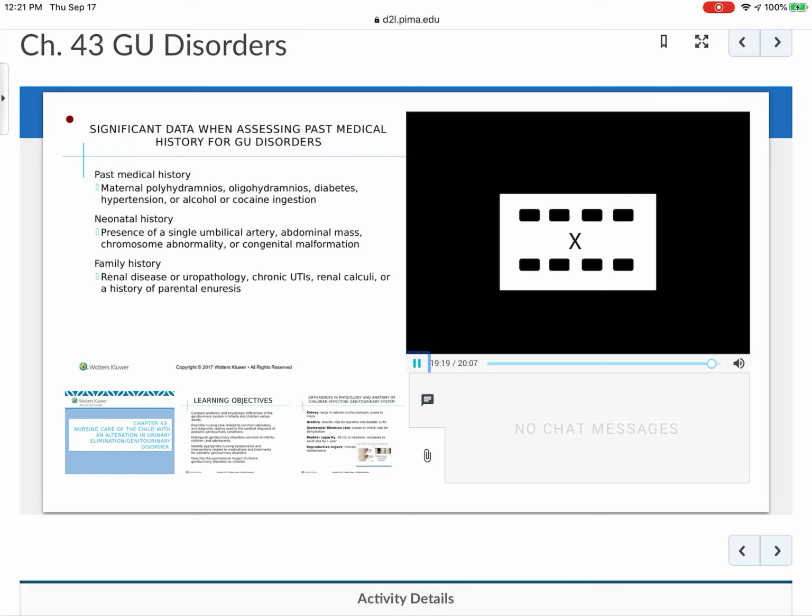Psychosocial, so the data that we're assessing for in the past is polyhydramnios, which is an excessive amount of amniotic fluid, oligohydramnios, so not enough fluid, diabetes, hypertension, and then any kind of drugs or alcohol. Neonatal, you'll notice when you are in OB that they check the placenta, they check to make sure that they have their arteries and veins. If they have a mass, sometimes they could have a chromosomal abnormality or other congenital malformations. And then any family history of any type of diseases with the urinary tract, they would be more at risk.